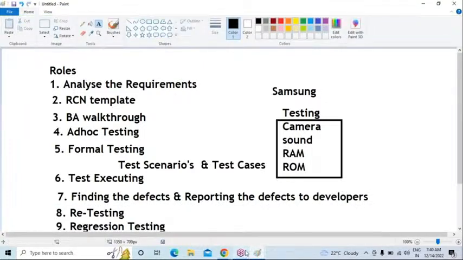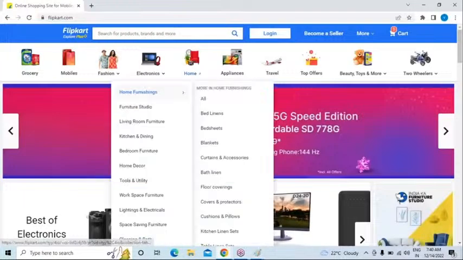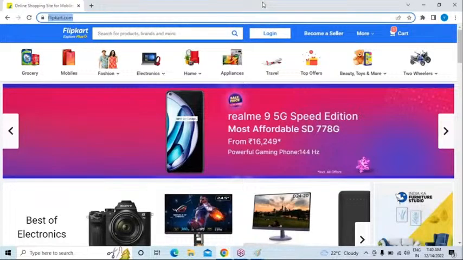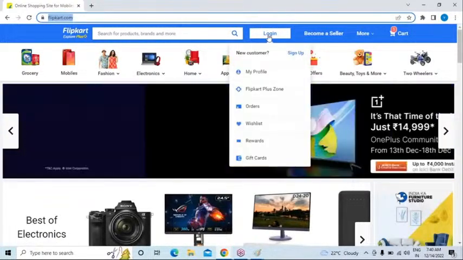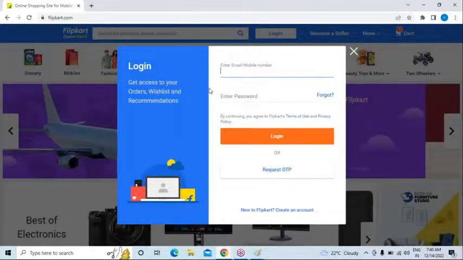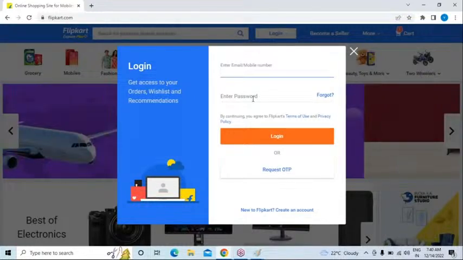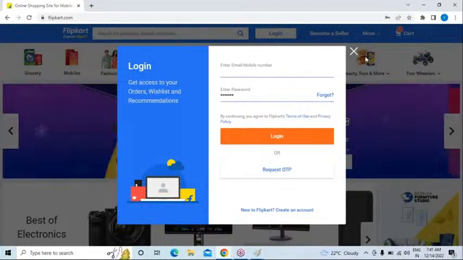Basically, whenever they give this application URL, I will open the URL. I want to test the login, so I just click on the login and roughly check whether all these are there or not. This is called ad hoc testing. Just checking whether we are able to enter the password, like that.